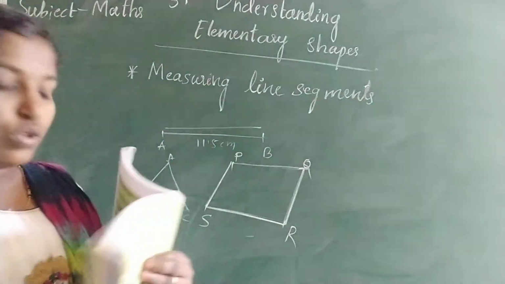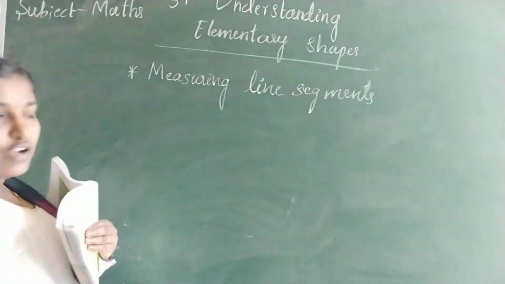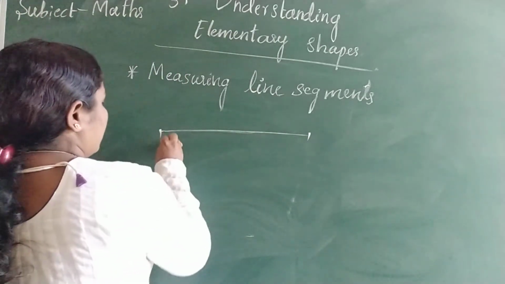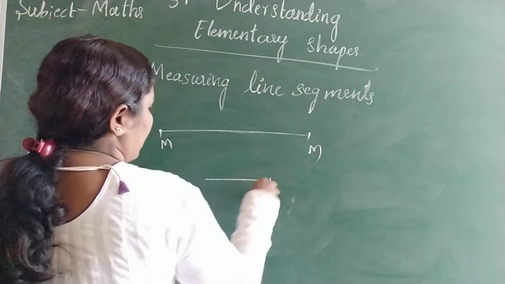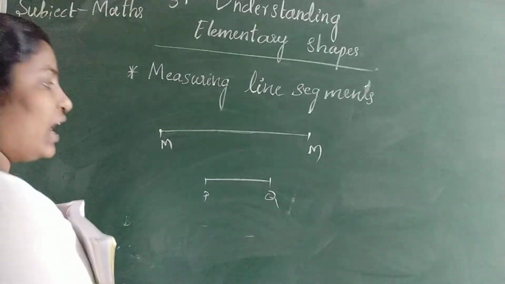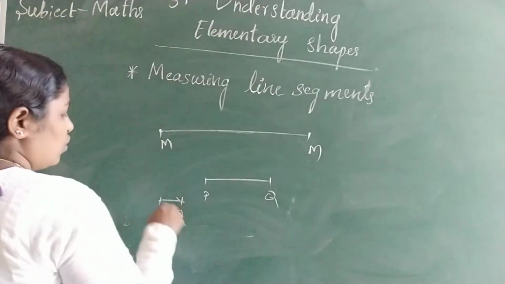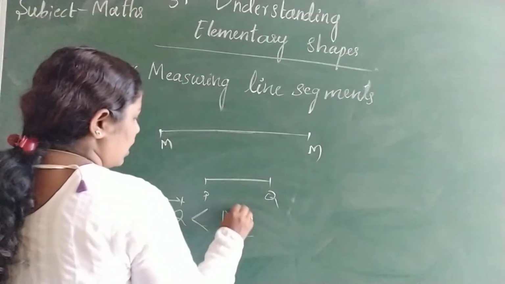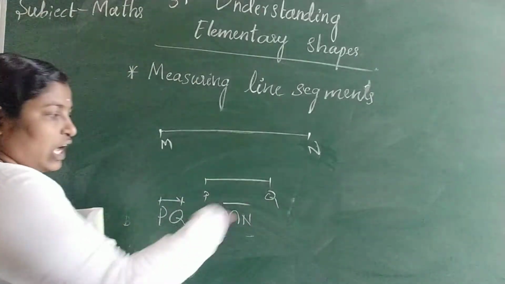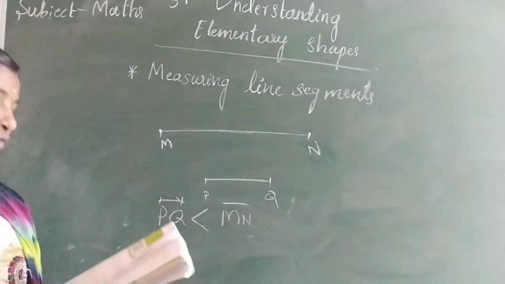So how can we do this? By comparing 2 line segments. See, if there are 2 line segments, MN and PQ. By comparing the 2 line segments, you can tell that line segment PQ is smaller than MN. Yes, you can compare these and you can measure the length also. That they have done in this.